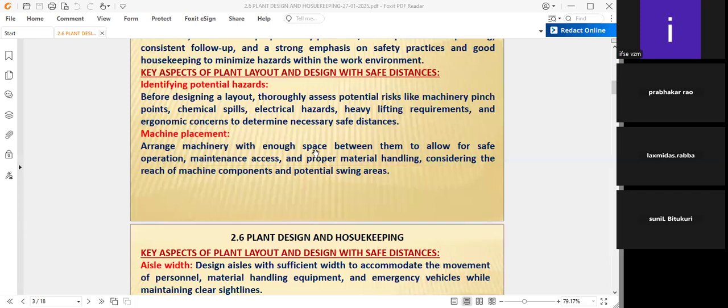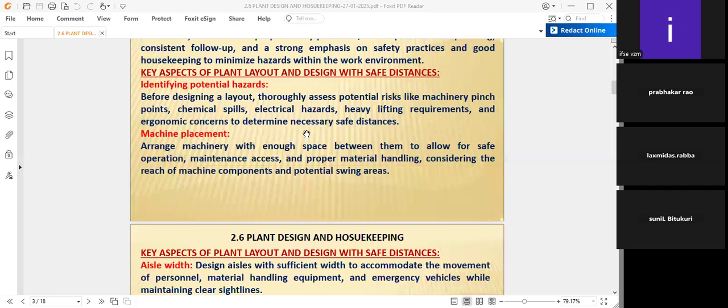Arrange machinery with enough space between them, that means machine to machine, and allow safe operation and maintenance access, because the fitter has to attend the big machines, huge machines are there, they have to stand on the machines, and on the platform they will do the maintenance. They cannot take out all these spare parts like pump and motor. Therefore, maintenance access also we have to see while machine placement. And proper material handling also will be taken care of. While entering the department from the stores department, the machine is not obstructing.